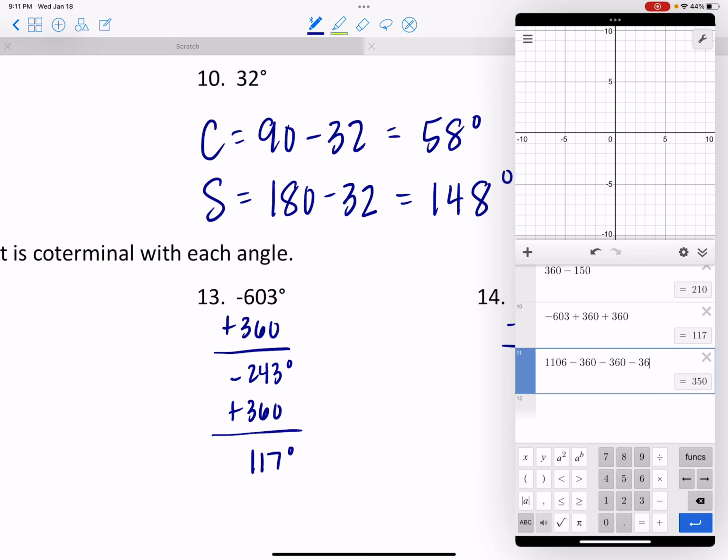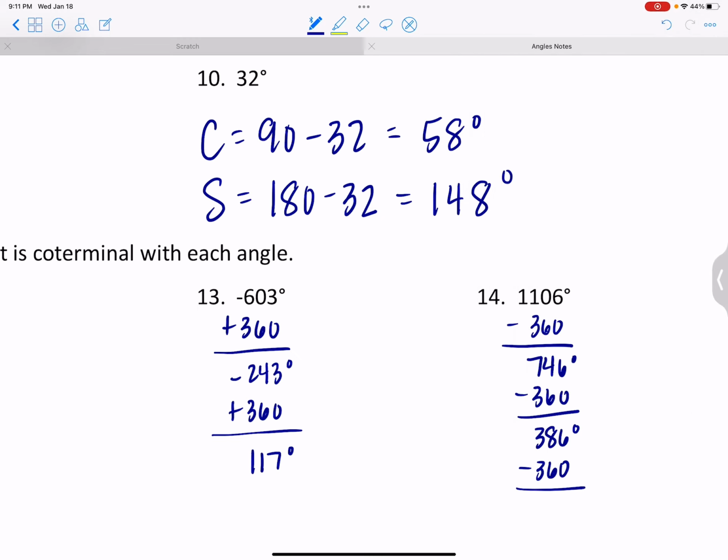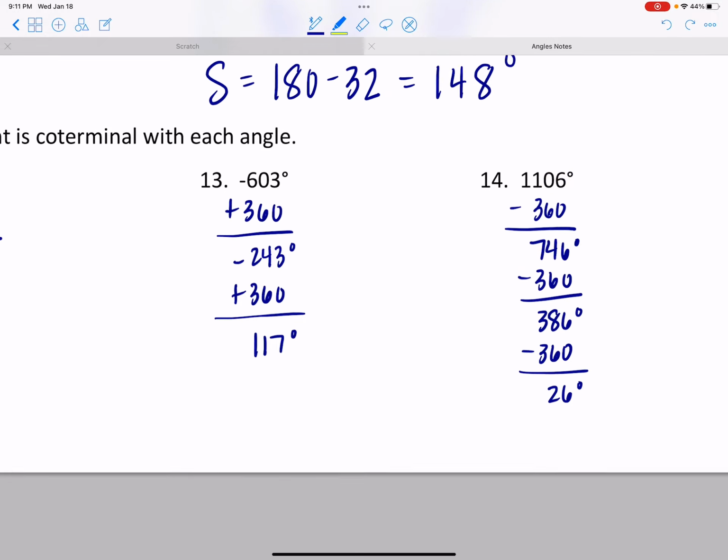And then we're left with 26. If I tried to subtract 360 again, I'm going to go negative, and I'm looking for the smallest possible positive, so we're going to stop there. So 26 degrees is going to be the smallest coterminal angle that is positive. Again, if I graphed this, all four of those angles start and stop in the same spot, but the 26 is the smallest of those. So there we are.